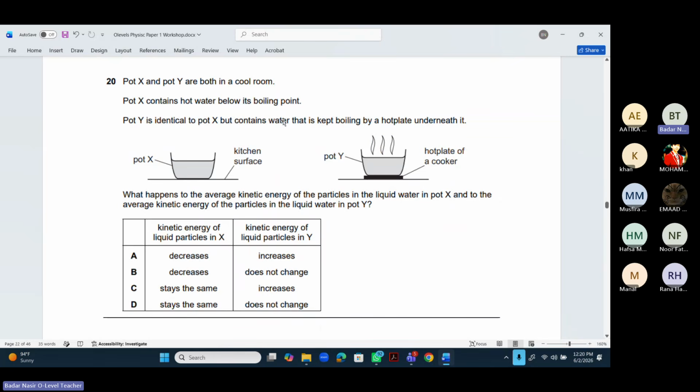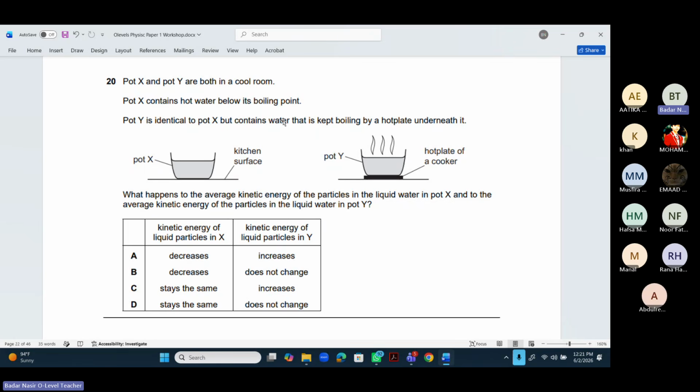Pot X and pot Y are both in a cool room. Pot X contains hot water below its boiling point. Pot Y is identical to X and contains water that is kept boiling by a hot plate underneath it. What happens to the average kinetic energy of the particles in the liquid water in pot X and to the average kinetic energy of the particles in the liquid water in pot Y?